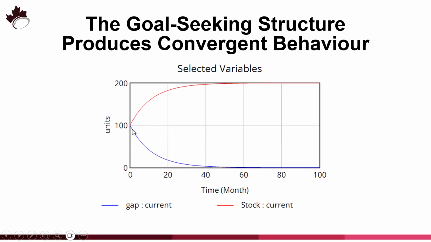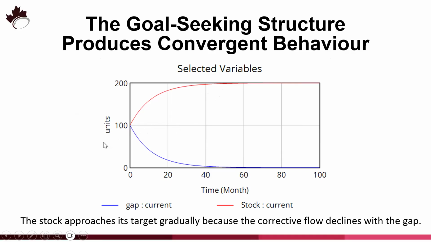The gap starts at 100 units, which is 200 minus 100, the desired level minus the current level, and over time the gap decreases as the stock gets closer and closer to the desired level. And the gap relates to the flow. So now we can say that the stock approaches its target gradually because the corrective flow declines with the gap.